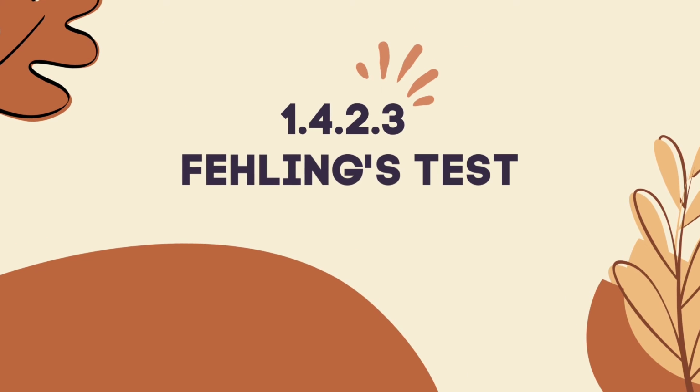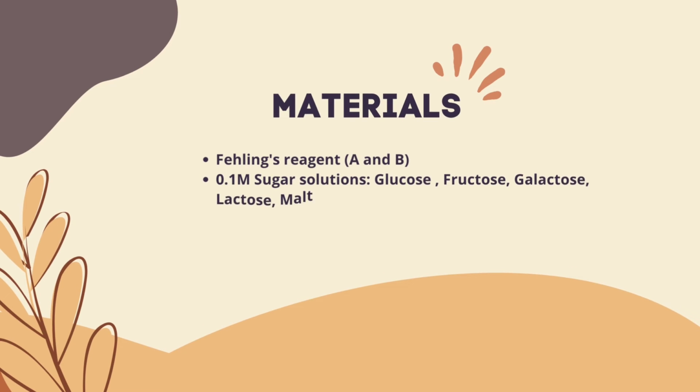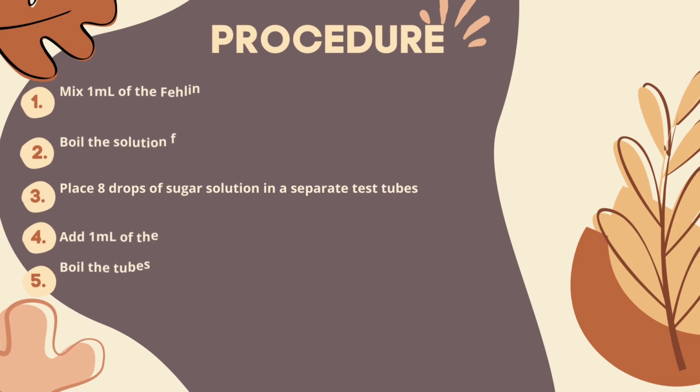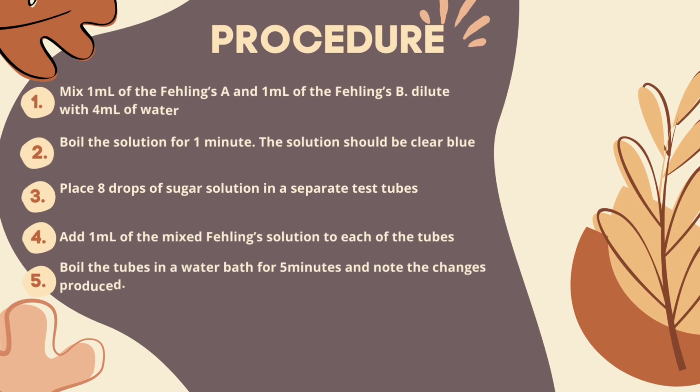Let's proceed to Fehling's test. Materials needed: Fehling's reagent A and B, and 0.1 molarity sugar solutions of glucose, fructose, galactose, lactose, maltose, and sucrose. Procedures. Step 1. Mix 1 ml of the Fehling's A and 1 ml of the Fehling's B. Dilute with 4 ml of water. Step 2. Boil the solution for 1 minute.